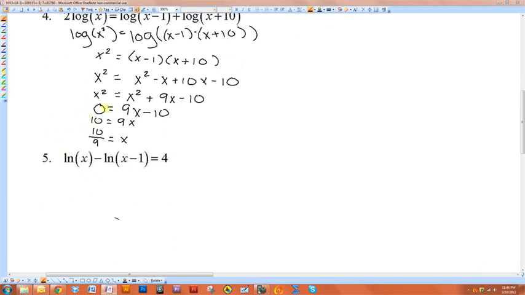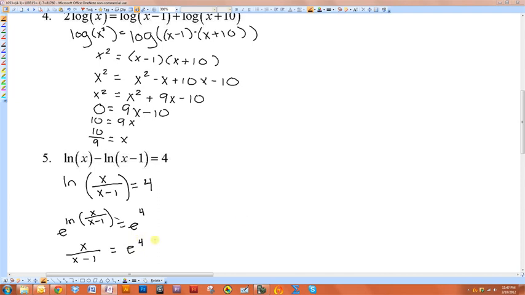Okay, I want to combine this left-hand side into one natural log. Now, whenever you want to get rid of a natural log, just as when we wanted to get rid of an exponent, we used natural log. If you want to get rid of a natural log, you use e, so we'll do e to the natural log. X over x minus 1 equals e to the 4th. Okay, so that just means that x over x minus 1 is equal to e to the 4th.